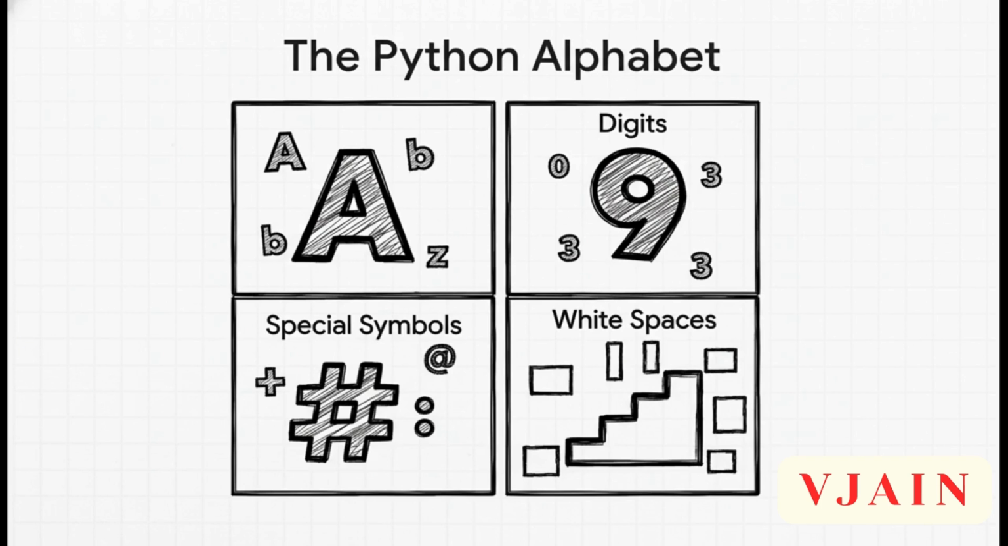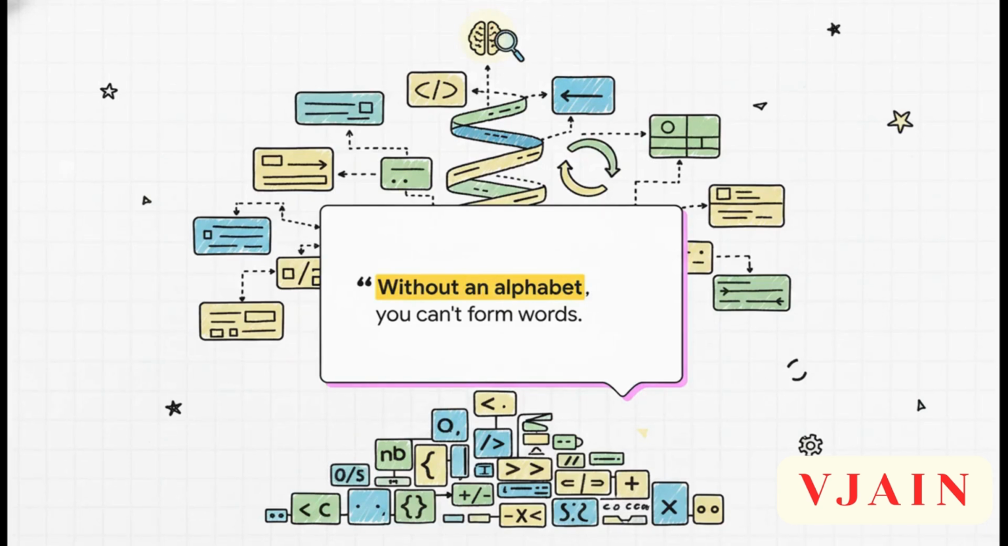And then there's this last one, and this is a big deal in Python, white spaces. In a lot of other languages, they don't really matter, but in Python, they are absolutely crucial for giving your code structure. And that's the bottom line, right? Without an alphabet, you can't even form words. Every single thing you will ever write in Python, it's all built from these basic characters. This is the bedrock, the foundation for everything else.